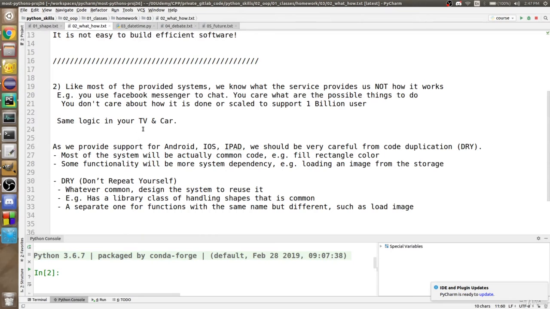Back to the second task, thinking about the system in terms of what and how. Let's say you are using something like Facebook Messenger. Do you really care how the chat is happening behind the scenes? How does Facebook scale up to 1 billion users or more? You don't care. You care about how to write a message, how to send an emoticon, and so on. In the same way, with your TV or your car, most of us drive cars, but we don't really know what's happening inside. This is the difference between what and how. This is an important concept in software engineering. When we deal with customers, we mainly focus on telling them about the what, not the how.